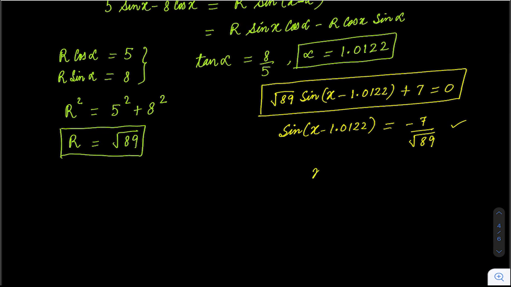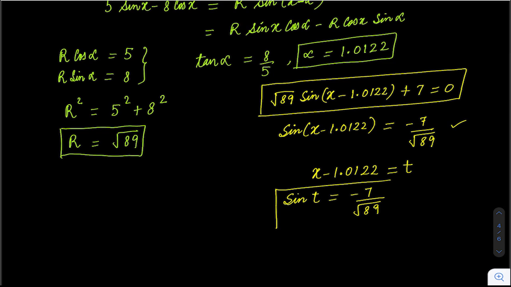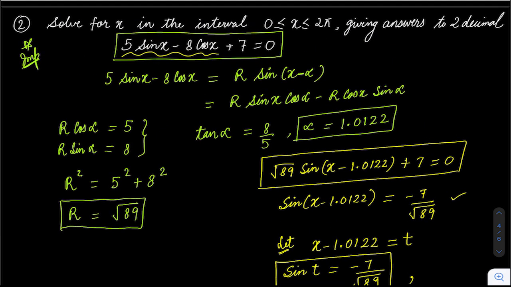So we will take x minus 1.0122 as some value, let's say t. So my equation becomes sine of t equals minus 7 over square root of 89, because that makes it a little easy to think. And the second thing, the most important thing, don't forget this: now we have made a substitution, so it means my interval will also change.